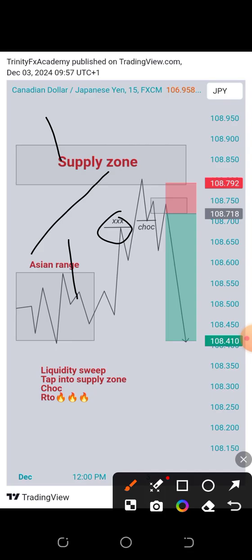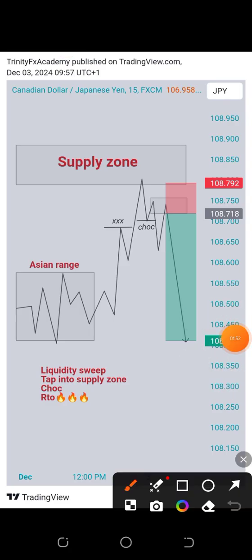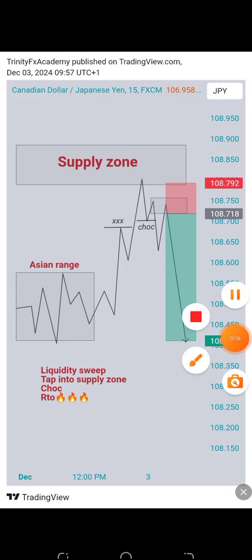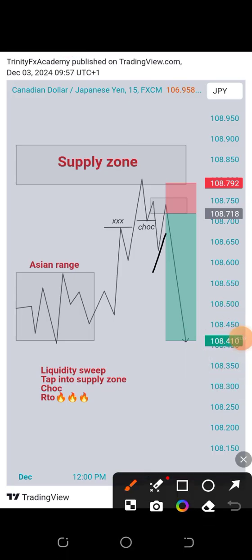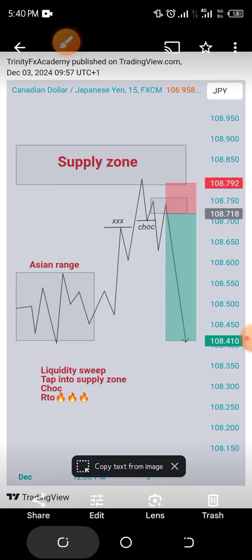Okay, so once I see price tap into the supply zone after taking out liquidity, the next thing I want to see is a change of character. So I must see a change of character form, then a retest back to the refined order block, then I enter my sell to the Asian low. So my TP mostly would be the Asian low, and I ensure that I target a minimum risk reward ratio of 1:2. So this is what I want to see on my chart before taking the trade.